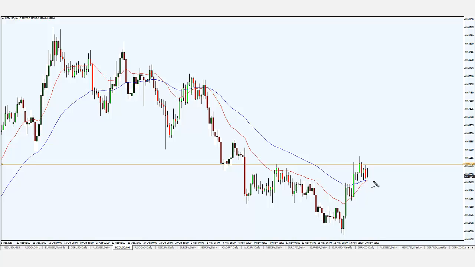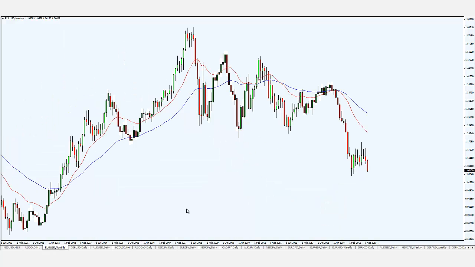So if you ask me where I'm looking to short, Monday come, what I'm going to do is that I'll be looking to short at the market and get my stops above this high over here. I'll look to take half my profit at this swing low and the remaining half at this swing low over here. So this is what I would do when the market opens on Monday. Okay, so that's my take on the New Zealand dollar.